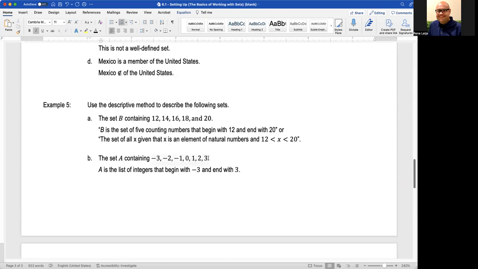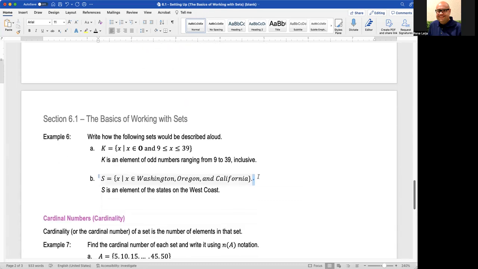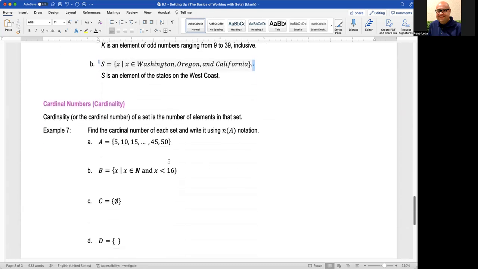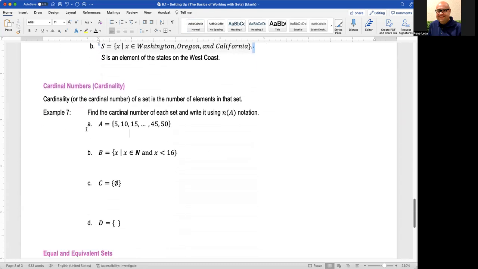If I look up here for the set A, my cardinal number for this set would be 1, 2, 3, 4, 5, 6, 7. It would be 7, and that's it. It's really easy. You just count the number of elements in your set. So I want you to try example 7. Try these 4 on your own and see how you do. So I'm going to pause the video in 3, 2, 1.